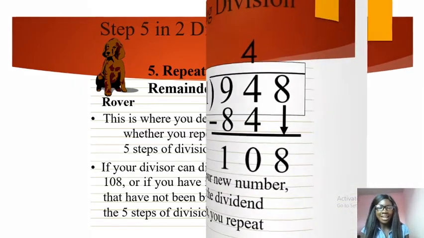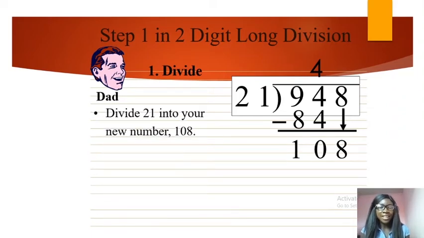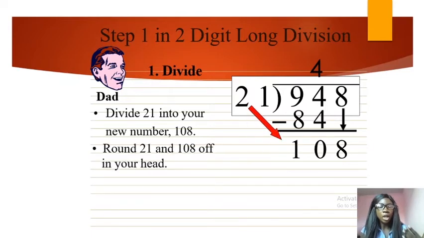Okay, all right, so daddy is happy to be back. Daddy said divide 21 into your new number 108. Daddy always likes to make it easy for us. So 21 into 108 might not really go smoothly for us, so daddy will always want us to round it off. So we'll round 21 off and we'll round 108 off.